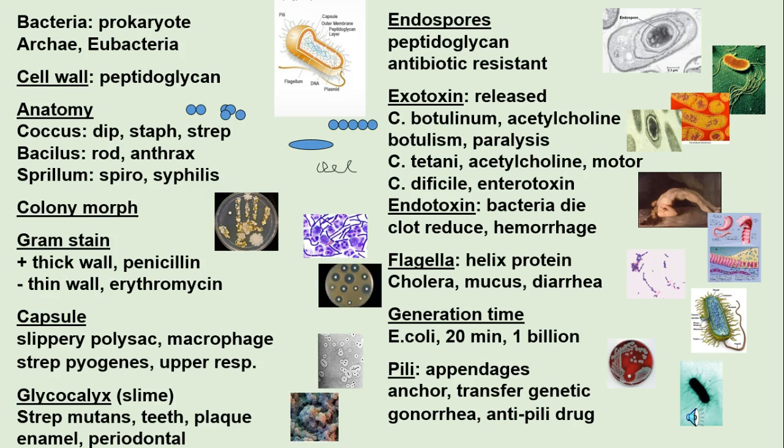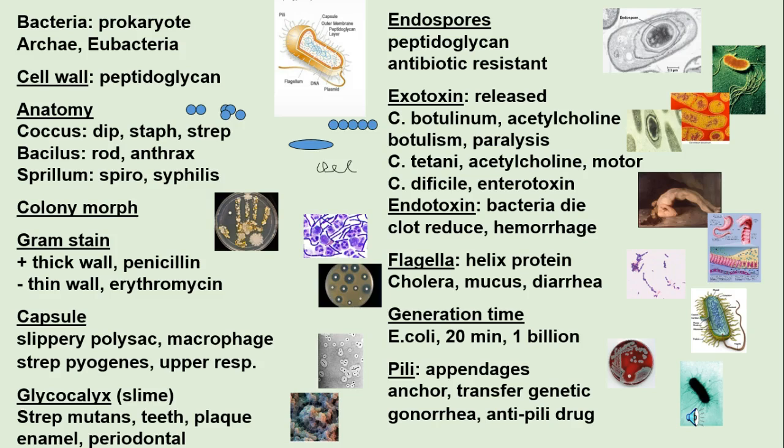Glycocalyx, that slime layer, we think of mutans. And look at that name, Streptococcus mutans. Okay, it's always mutating. So we always have to brush our teeth. We can't just rinse with Listerine or something. We have to floss and brush before the bacteria form a plaque and then segue into periodontal disease.